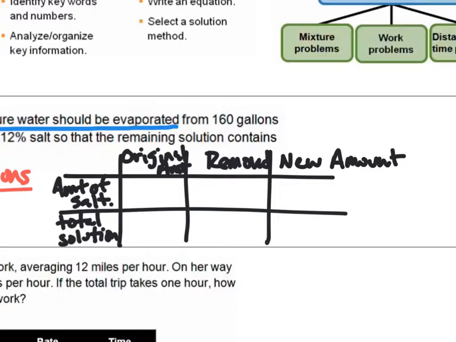This one says removed. This one says new amount. So in the total solution, let's figure out what we need to put here. How many gallons of solution did we have?